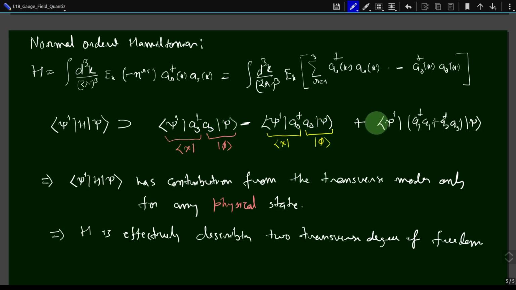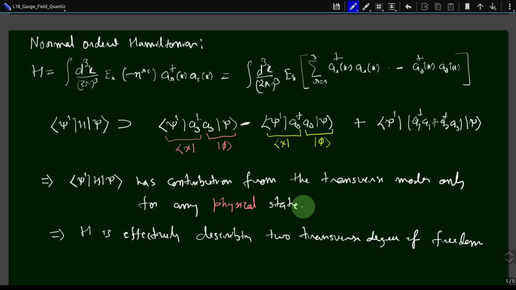Okay, so what I'm left with is just this term. So psi bar H psi has contribution from the transverse modes only, for any physical state. So whenever you take the expectation value between any two physical states, you have contribution only coming from the transverse degrees of freedom, and these two degrees of freedom simply disappear. So the Hamiltonian is effectively describing two transverse degrees of freedom, because the longitudinal ones would never appear as long as it is satisfying the gauge condition.